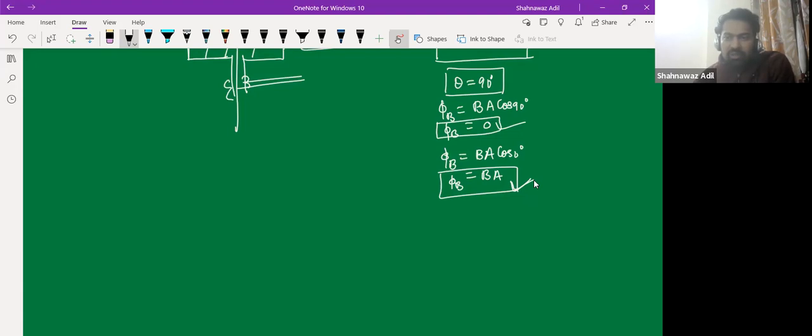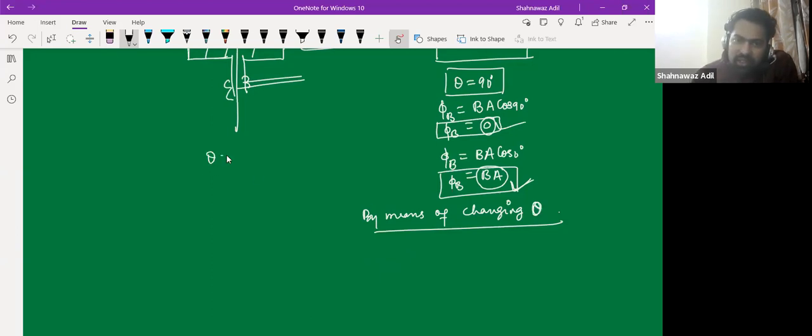Yes, what is happening to the flux? So it is changing, right? First it was 0, and then it has become maximum. So you are changing the flux by means of changing theta, right? And let's say theta is the angular distance, and t is your time.